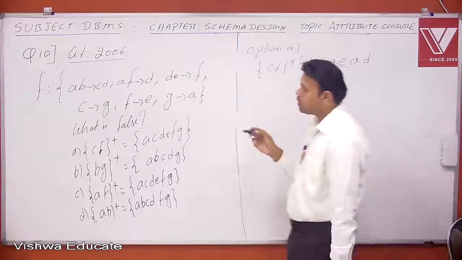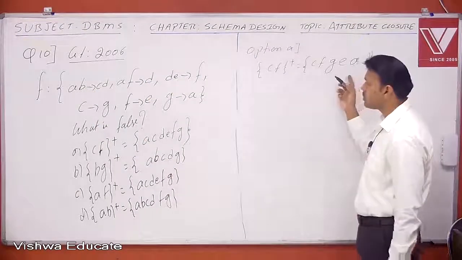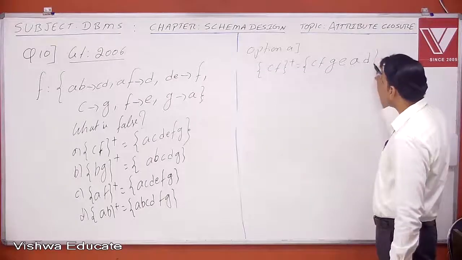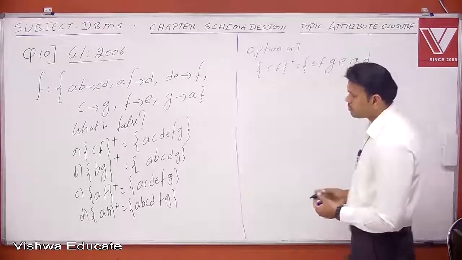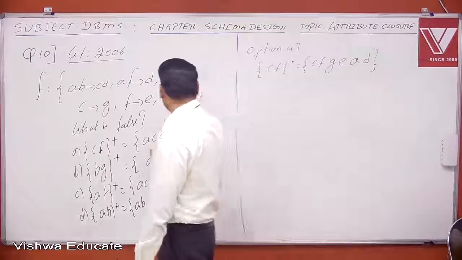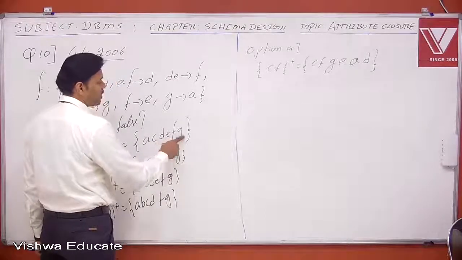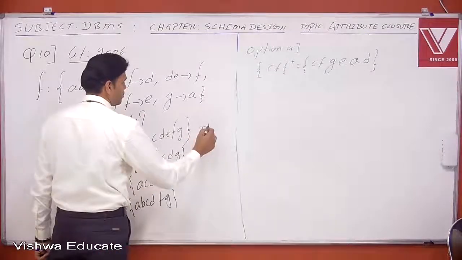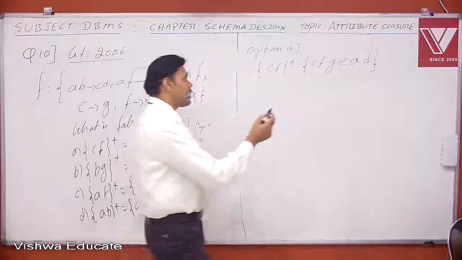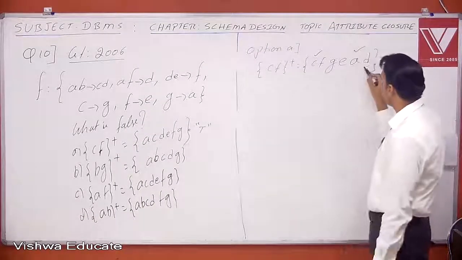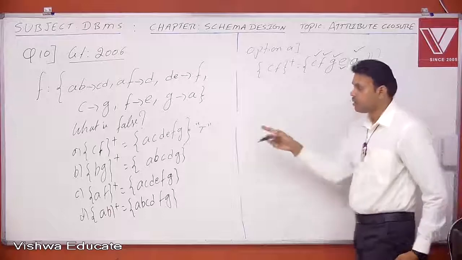Once again you go back, do we get any other attributes? To get CD, what is required? AB. Do you have AB combination? No. So that's it. The CF closure is A, C, D, E, F, G. You see now? A and C and D and E and F and G. So this is true, because we get A combination and C combination and D combination and E combination and F combination and G combination. So it is true.